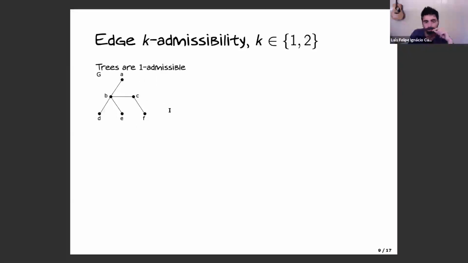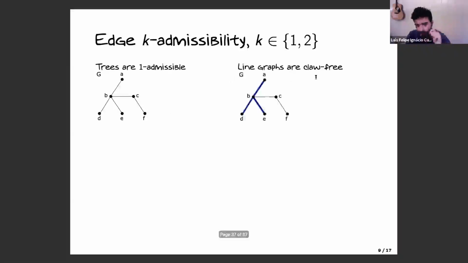Now considering line graphs, it is a classical result that line graphs are claw-free. That claw is depicted here in blue. It's a bipartite K1,3 tree, a complete bipartite graph. A, B, D, E is a claw.